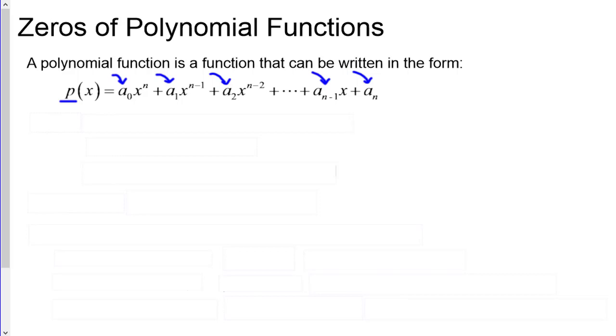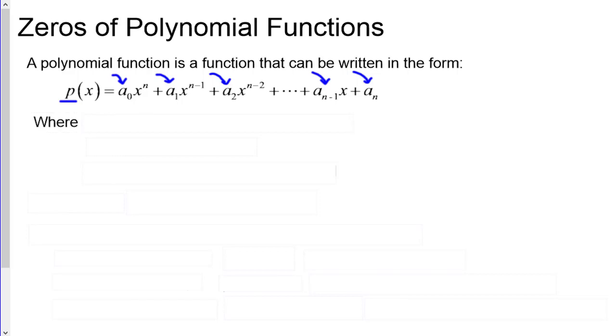So if you started with n equals 4, then 4 minus 1 would be 3, 4 minus 2 would be 2, and so forth. So these are simply representing the descending powers of your exponents.